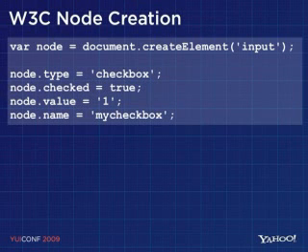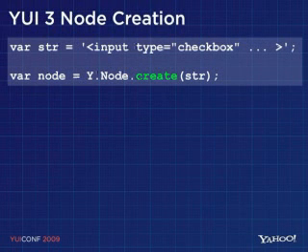And so this is your standard W3C node creation code snippet for creating a checkbox, for example. So I'm going to rely on createElement, and then I'm going to have to add the additional properties after I get a reference back to that node created through createElement. And in YUI3, you can do this all in one go simply by specifying your element as a string of HTML that you want created, call Y.Node.create, pass in that string. It's going to create that node instance for you and return it to you.